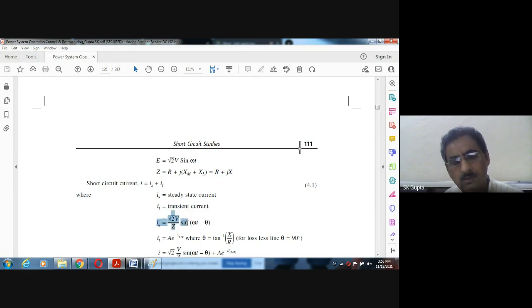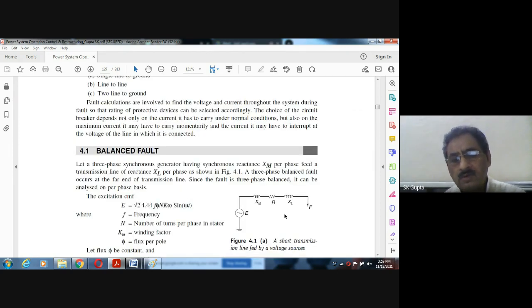I hope you might be knowing this is the steady state current, and we know in addition to this, in the circuit there is a transient current too. Steady state current भी होता है circuit में, and there is a transient current. Transient current क्या होता है? Does anybody know why there is transient current?